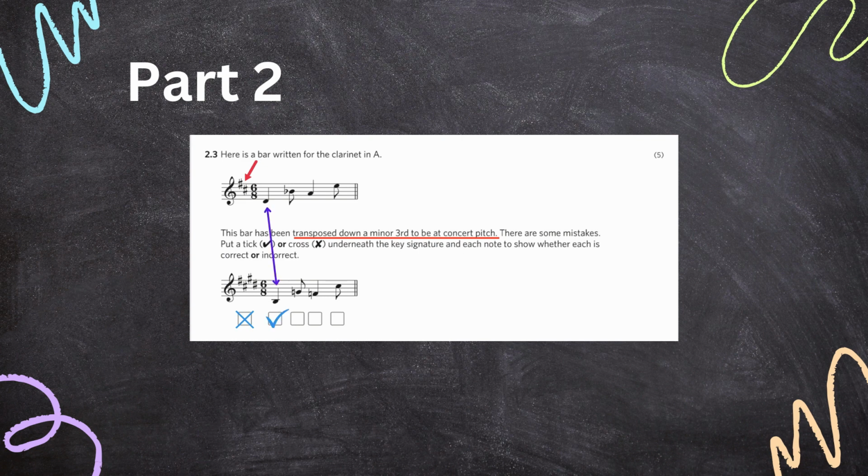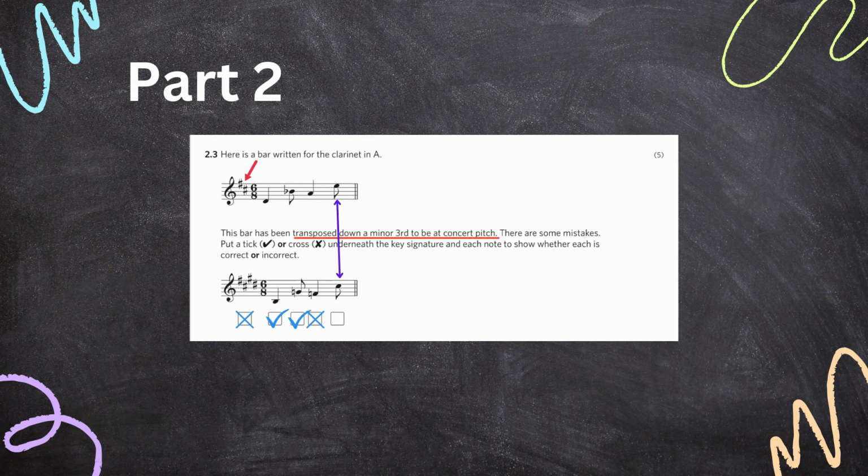The next one is from D, transposed down a minor third. It should be B, so it's right. In the third one, if B flat transposes down a third, it becomes G, so it's right. The next one is A. It should be F sharp if it transposes down a minor third, so it is wrong.